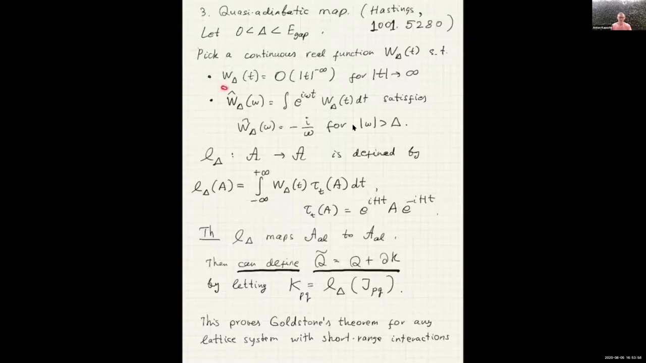It's actually an odd function, sorry, I forgot to say it's a continuous odd function. And it decays very, very rapidly for large values of the argument. And its Fourier transform is required to satisfy this for large enough frequencies. Large enough meaning bigger than delta. Other than that it is an arbitrary function. And then you evolve your observable for time t, this is just the evolution operator here. And then you smear it in t using this function.